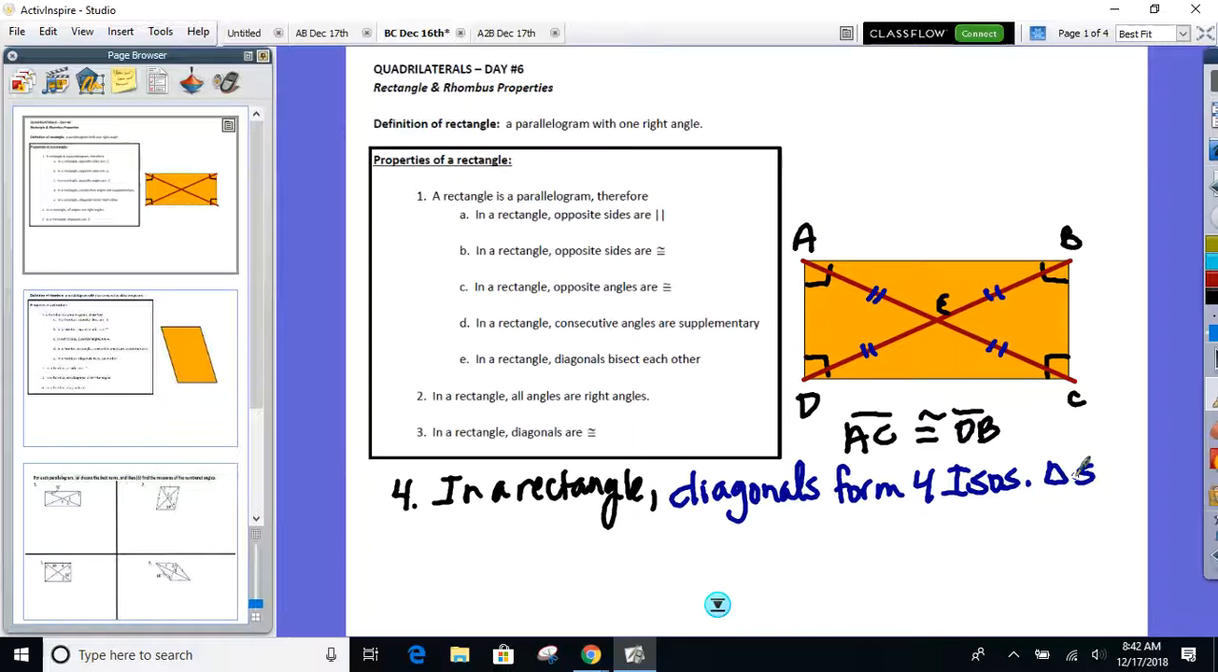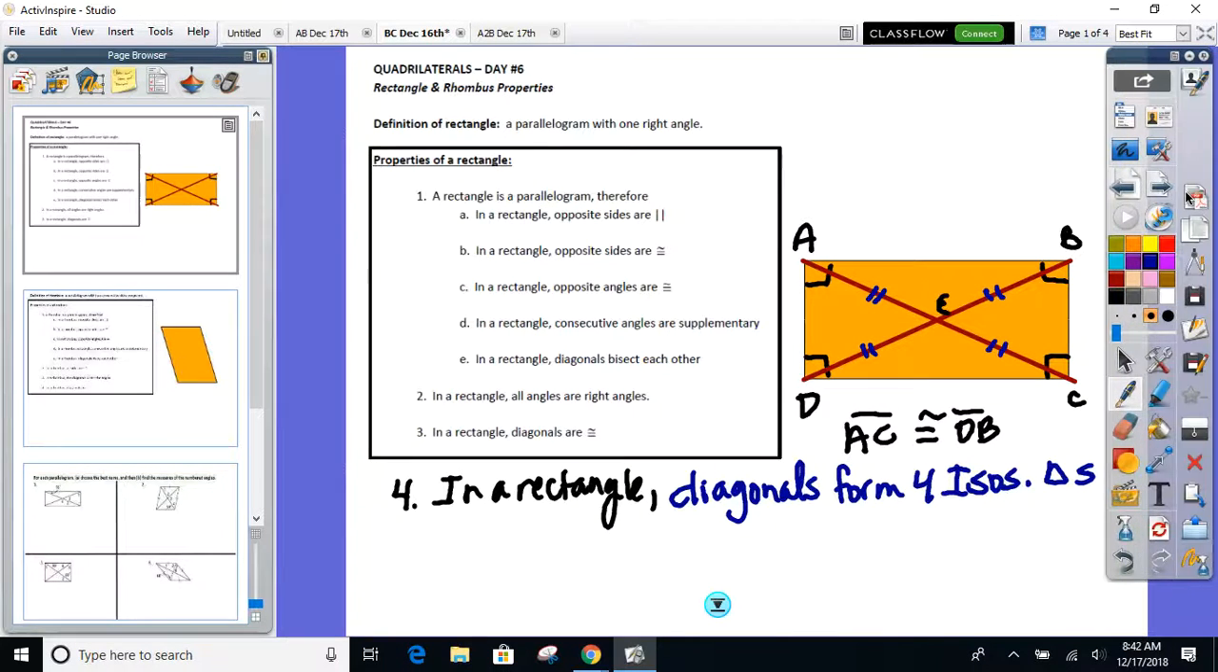Well, who cares about that? Here's why you're going to care when we start doing some algebra examples. What's across from these congruent sides? Darn right. So these angles down below are congruent. Questions on the rectangle? So all parallelogram properties, all right angles, diagonals congruent, and the isosceles triangles. Anything there? Because now I'm going to go on.